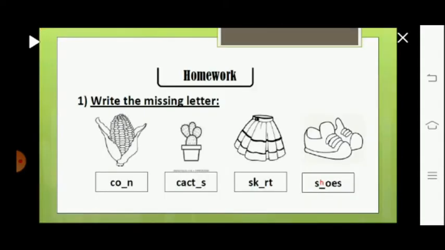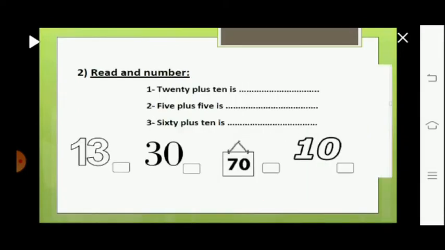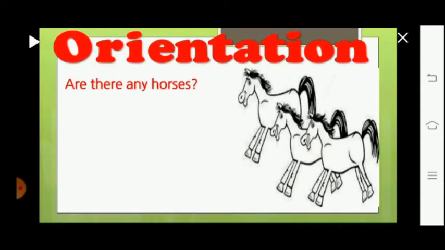Okay. Let's revise our homework. Number 1. Write the missing letter. The first picture. Coin. Good job. Cactus. Skirt. Shoes. Read and number. 20 plus 10 is 30. 5 plus 5 is 10. 60 plus 10. Take your time. Well done. Are there any horses? Yes, there are.